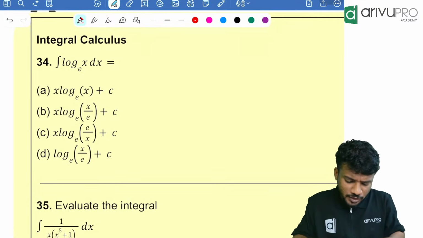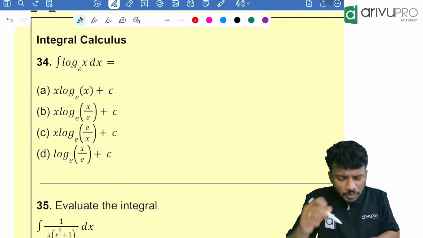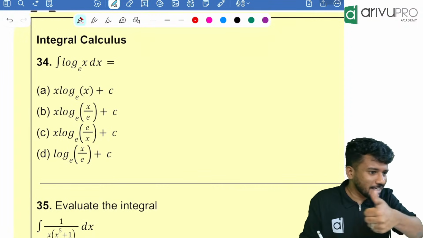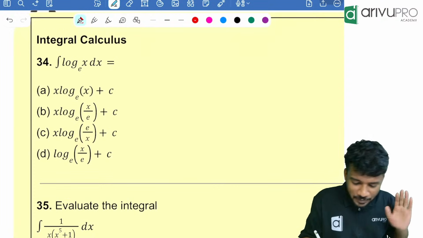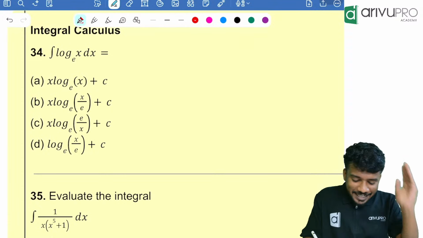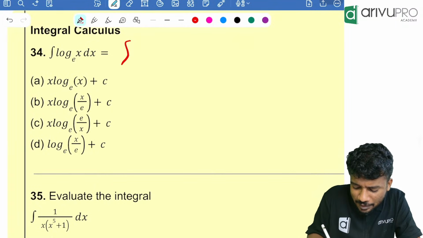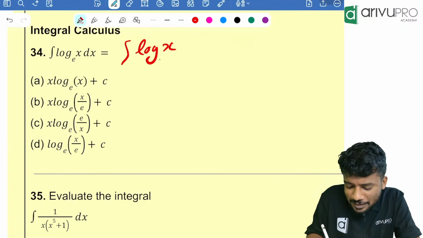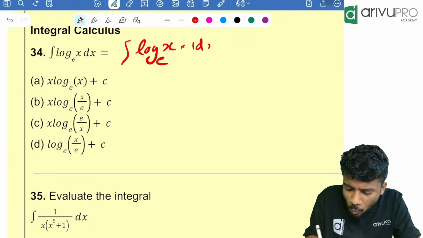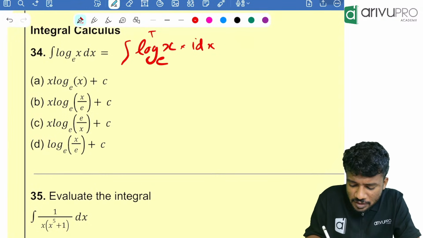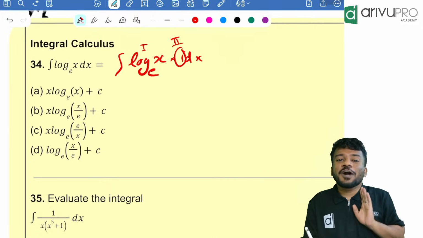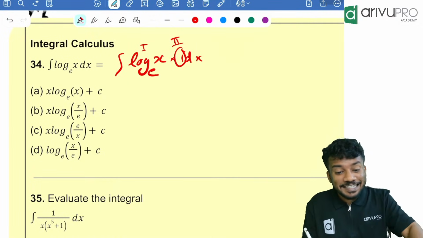Now people, next question. Integral of log x to the base e dx, how much is the question? Is everything audible? You can just say yes or no. Now people, how to do this? You will split it. We have solved it in class. Log of x to the base e into, I will write it as 1 dx. So first function is this, second function is 1 dx.